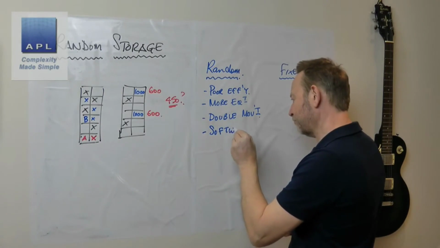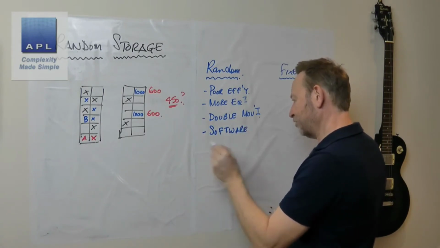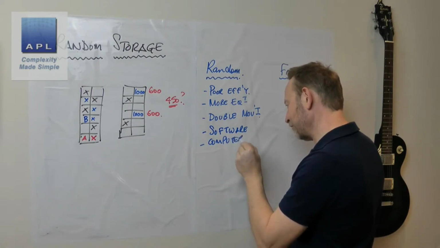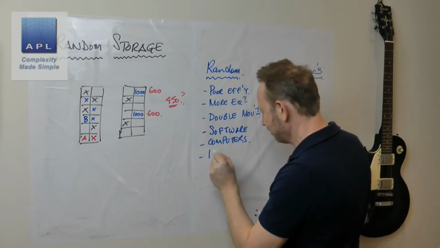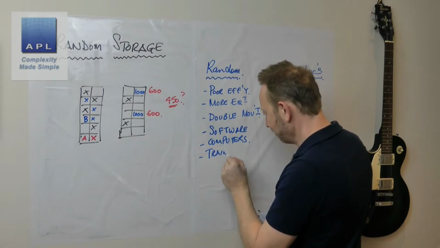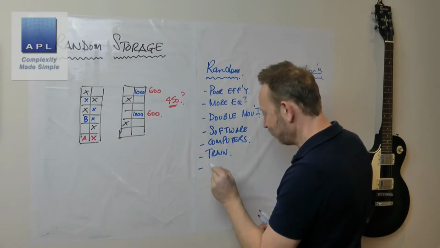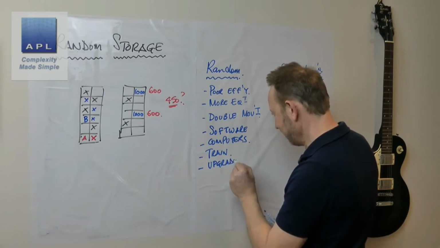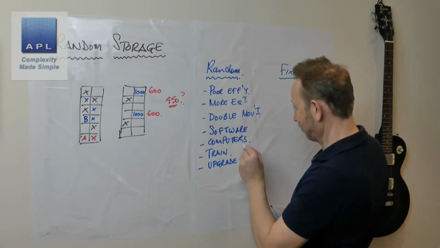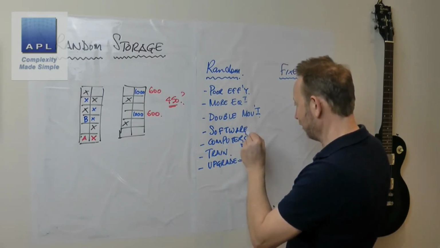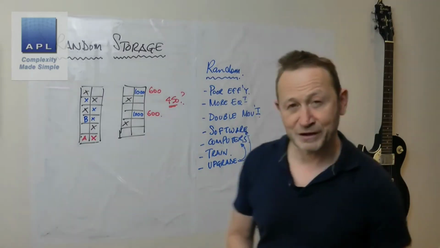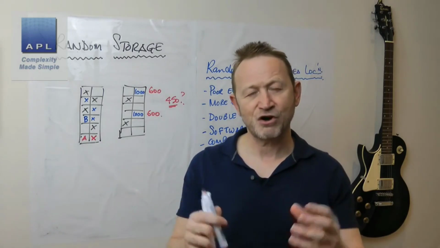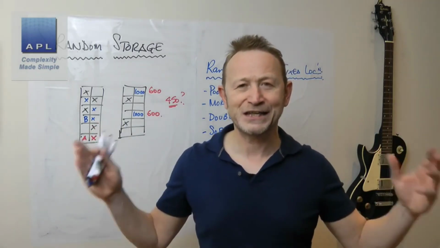So you've got software, which means we've got computers, equipment, we've got to buy it, we've got to pay for it, we've got to pay for the electricity, we've got to train people to use it, and we've probably got to upgrade the software now and again, and of course you've got to upgrade the computers. If you use random storage, the costs are enormous.